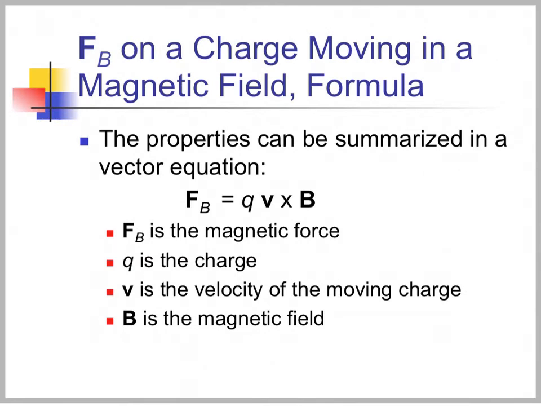So if we put all of these together, the vector equation for the magnetic force is the charge times the velocity vector crossed with the magnetic field vector. This is the cross product, the same cross product we introduced last semester when we talked about torques.